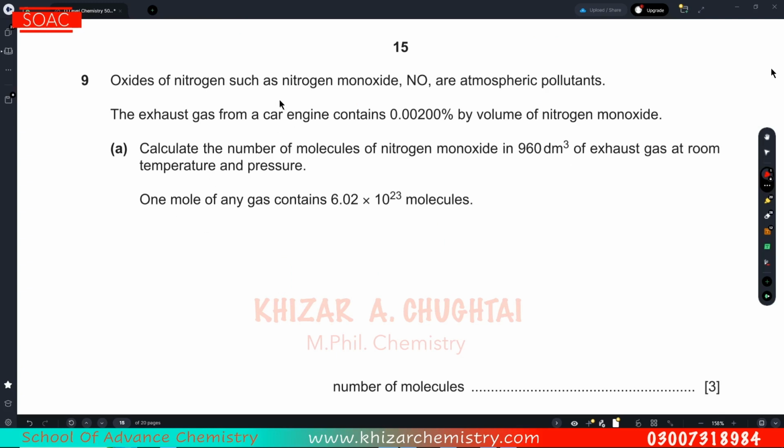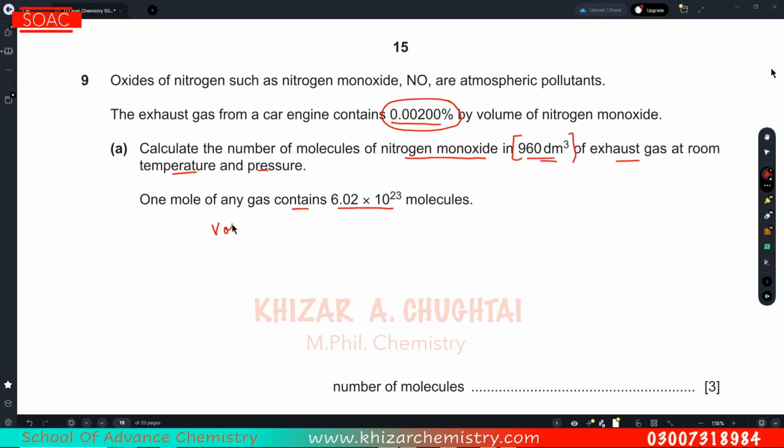Question number 9. Oxides of nitrogen such as nitrogen monoxide, NO, are atmospheric pollutants. The exhaust gas from a car engine contains 0.00200% by volume of nitrogen monoxide. Calculate the number of molecules of nitrogen monoxide in 960 dm cube of the exhaust gases at room temperature and pressure. 1 mole of any gas contains 6.02 × 10^23 molecules. So the total exhaust is 960 dm cube, and you know the percentage of nitrogen monoxide. So what is the volume of nitrogen monoxide?